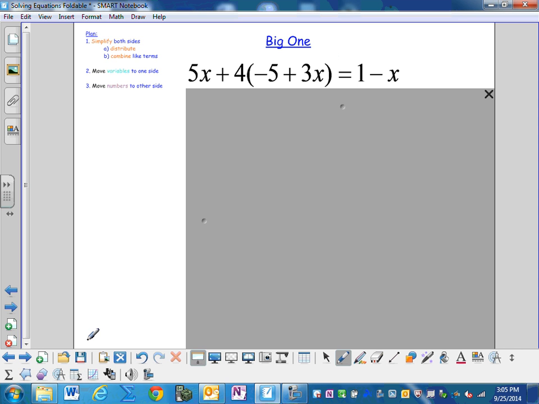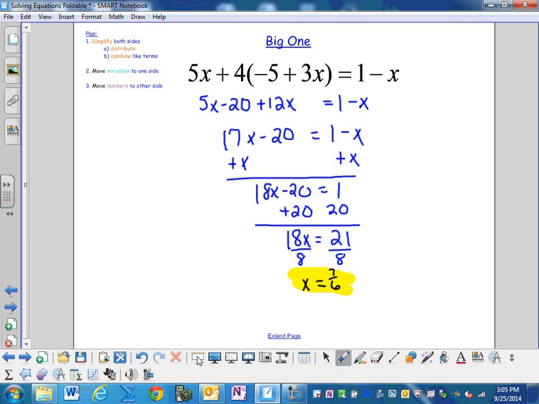So we need a little more practice with the multi-step. So here's a big one for you to do. So go ahead and practice this. Write this in your notebook. And x equals 7, 6.